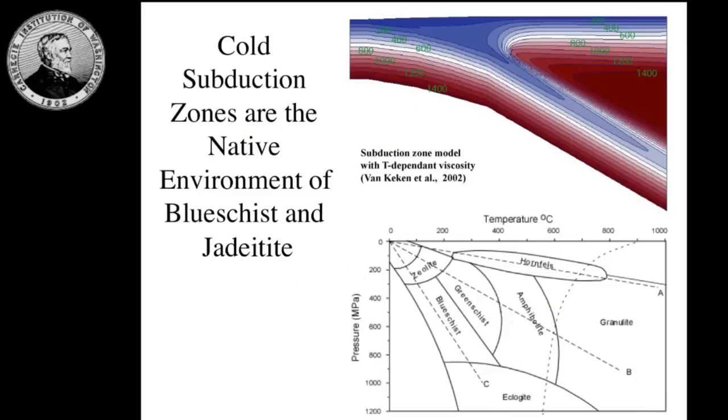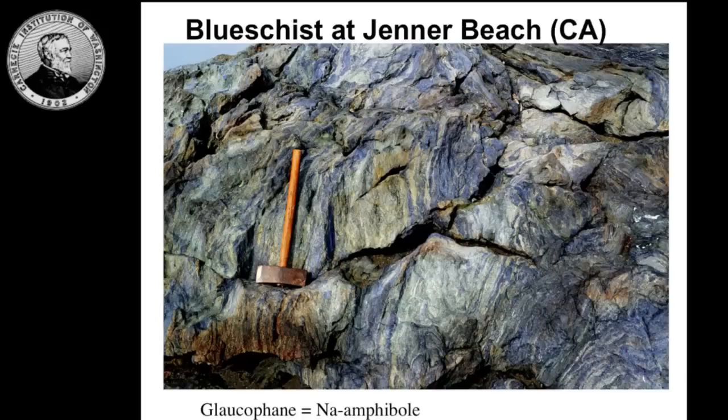The reason these rocks are so important is because they're only produced in these cold geothermal environments that characterize subduction zones. So this is a Van Keken model of a subduction zone, and you can see the tremendous coldness that carried to great depth in the subduction zone. It's characterized by a very low geothermal gradient of a few degrees per kilometer. And that's why you only get blue schist and jadeite down in those environments.